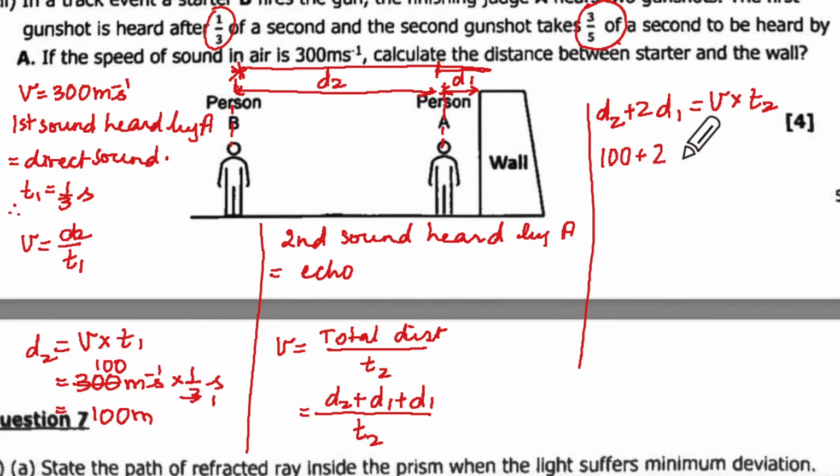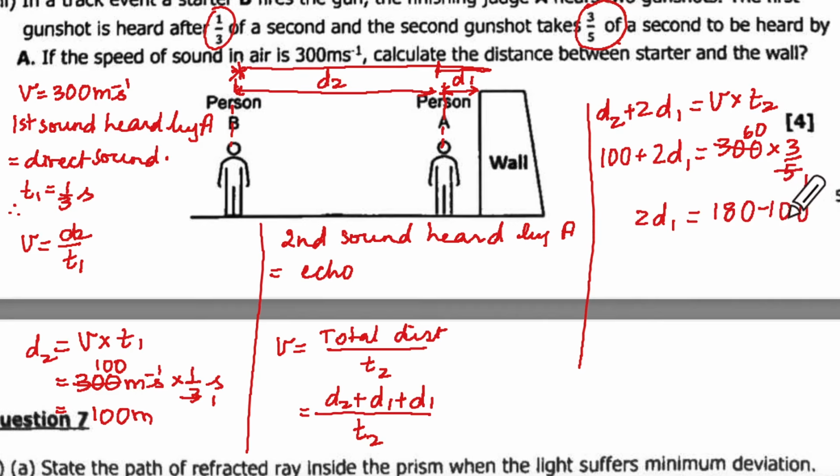So this will be your 2D1 is equal to 300 multiplied by how much? 3/5. 5 goes how many times? 60 times. So 2D1 is equal to 180 and then 100 goes that side. That will give us 80 and D1 will be 80 upon 2. So D1 is equal to 40 meter.